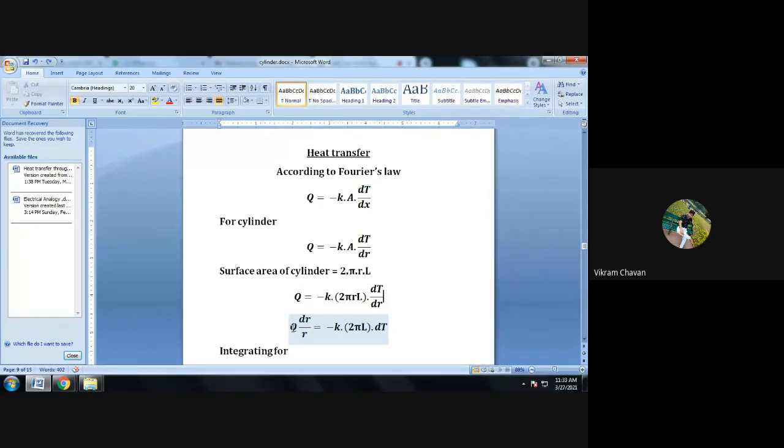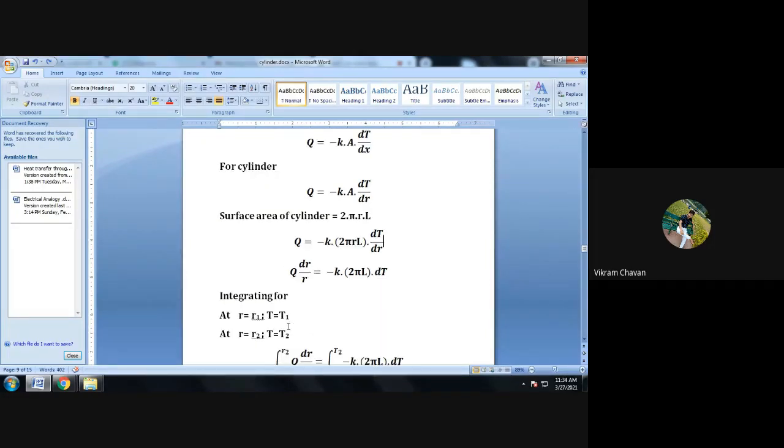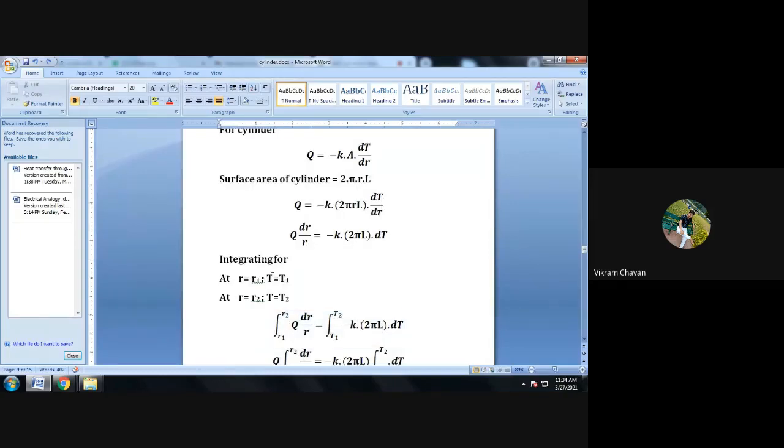But while integrating, we have to provide the limits for the integration. What are the limits for the radius? That is nothing but the boundary conditions. R1 and R2 are the limits for the radius, whereas the temperature limits are T1 and T2. So we integrate this equation with the boundary conditions: at r equal to R1, T becomes T1, and at r equal to R2, T becomes T2.